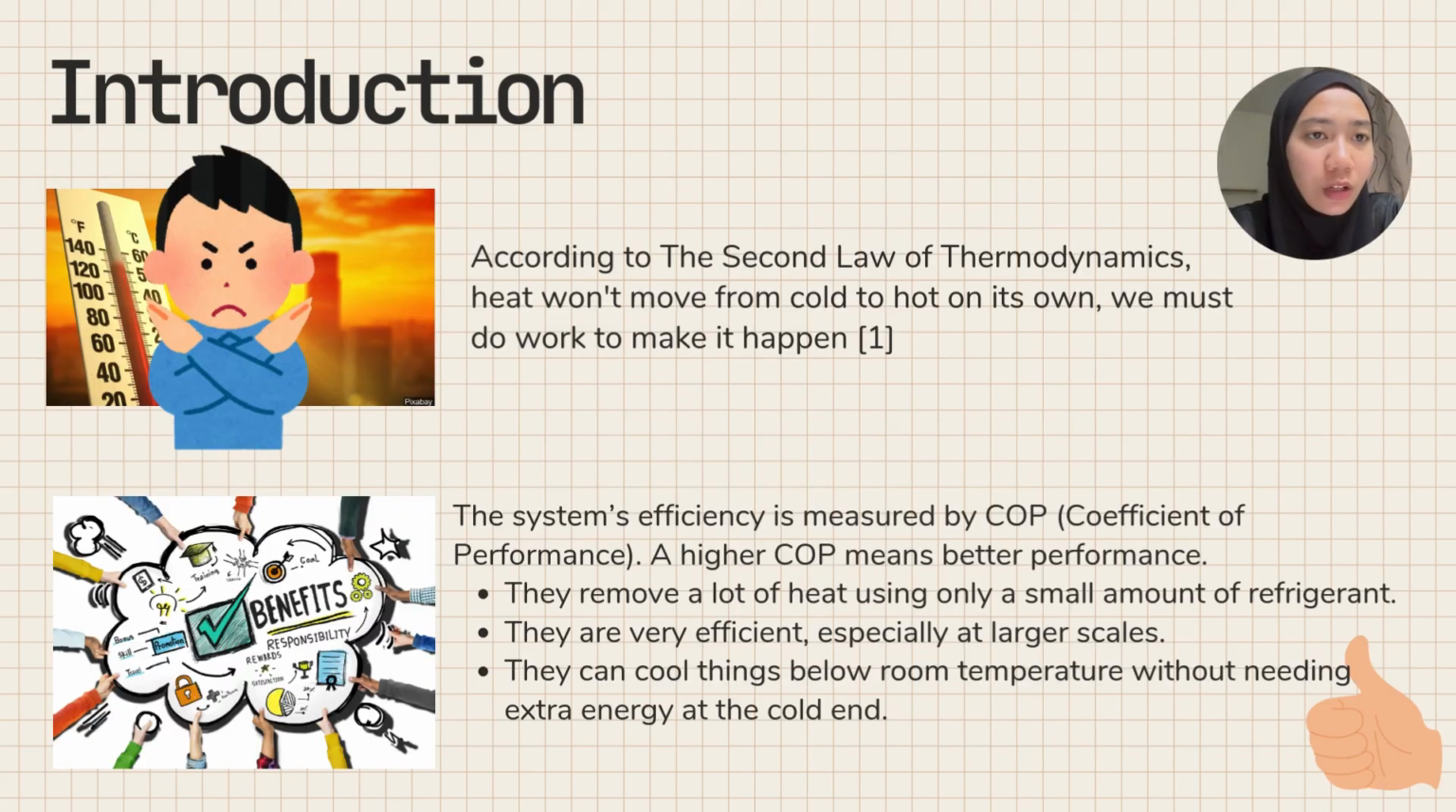According to the second law of thermodynamics, heat won't move from cold to hot on its own. We must do work to make it happen. The system's efficiency is measured by COP, which is the coefficient of performance. A higher COP means better performance. When we have a better performance, it can remove a lot of heat using only a small amount of refrigerant and is very efficient, especially at a larger scale. And it can cool things below room temperature without needing extra energy at the cold end.